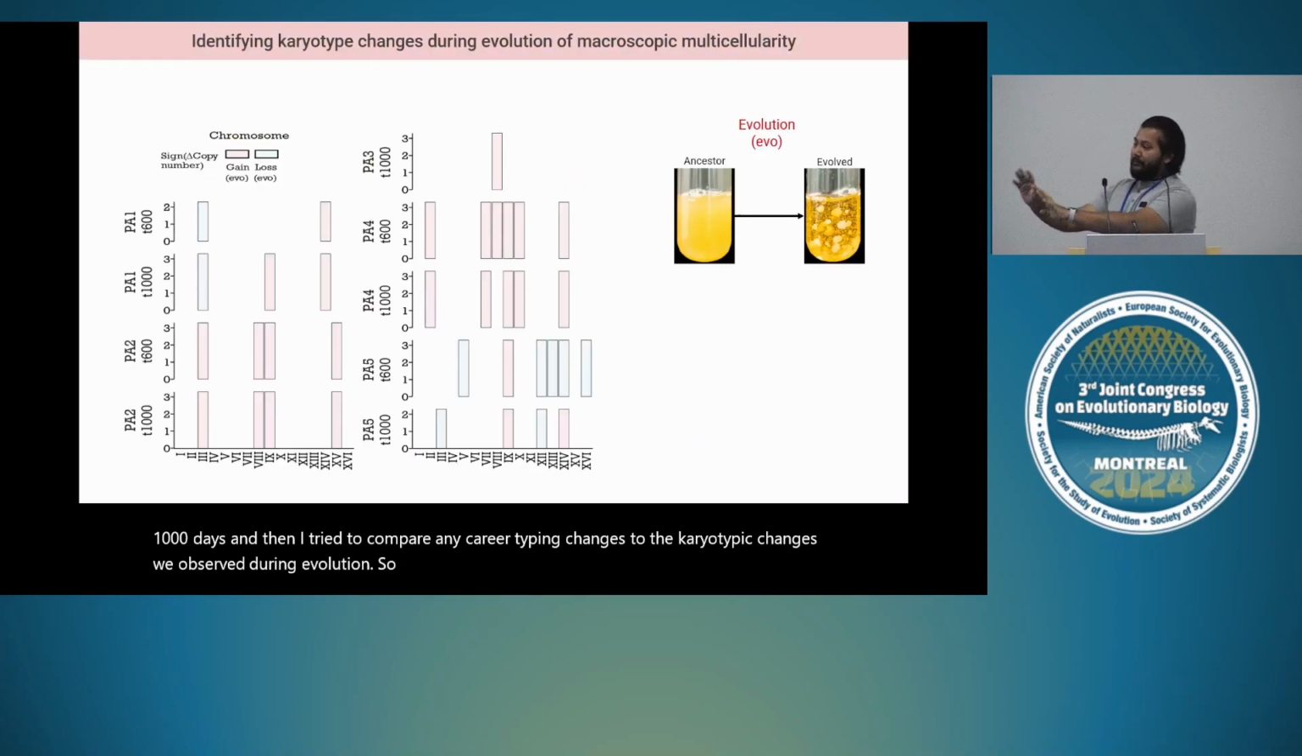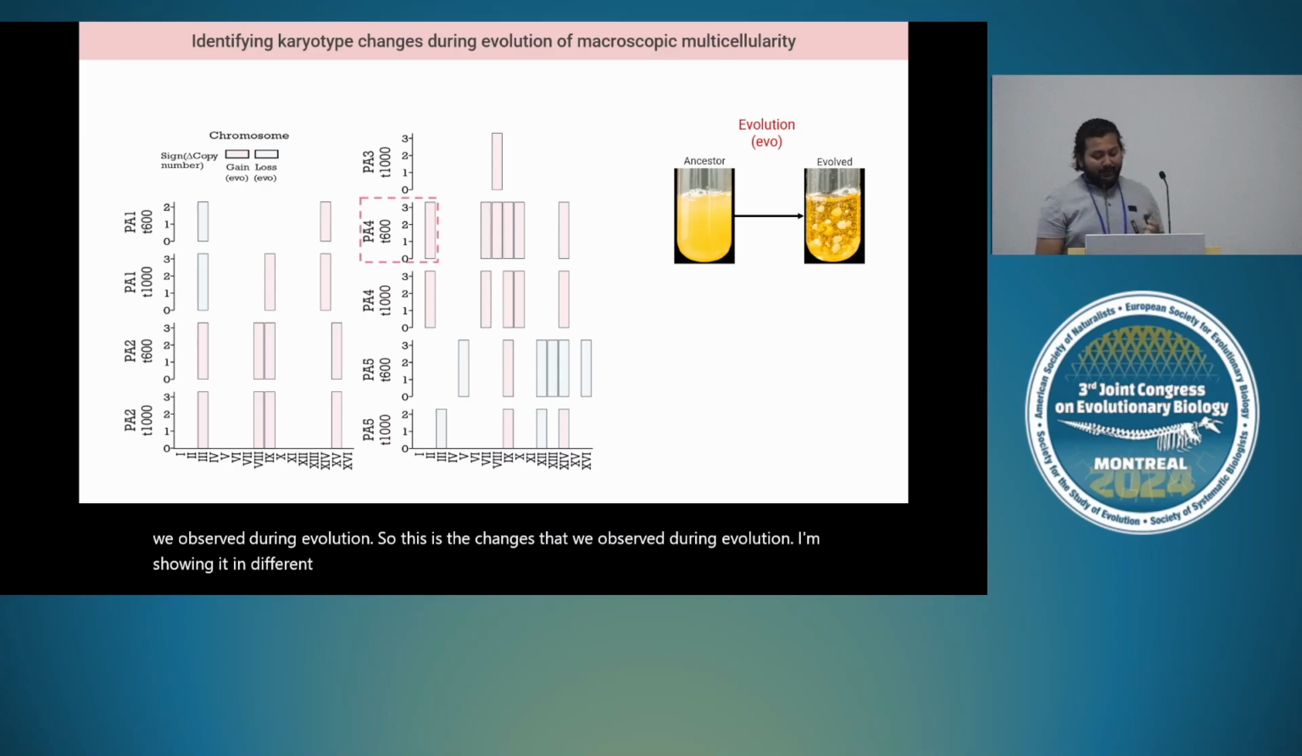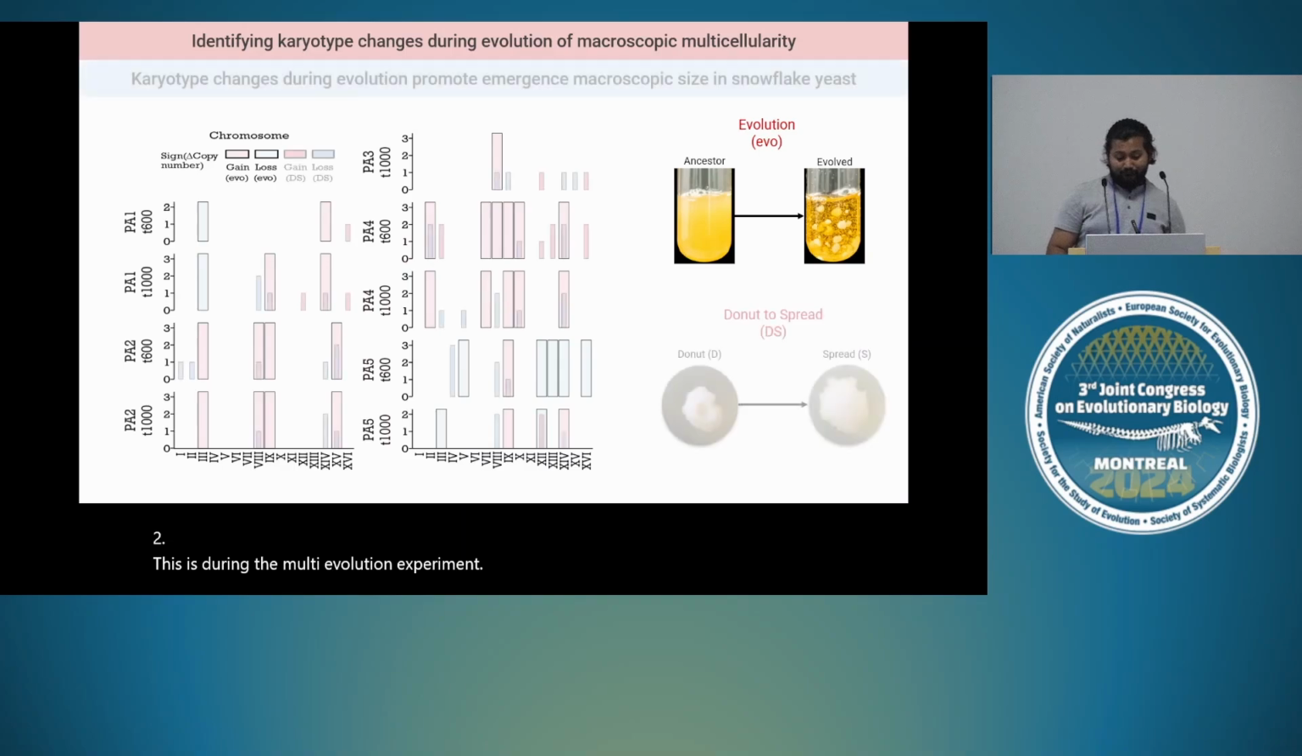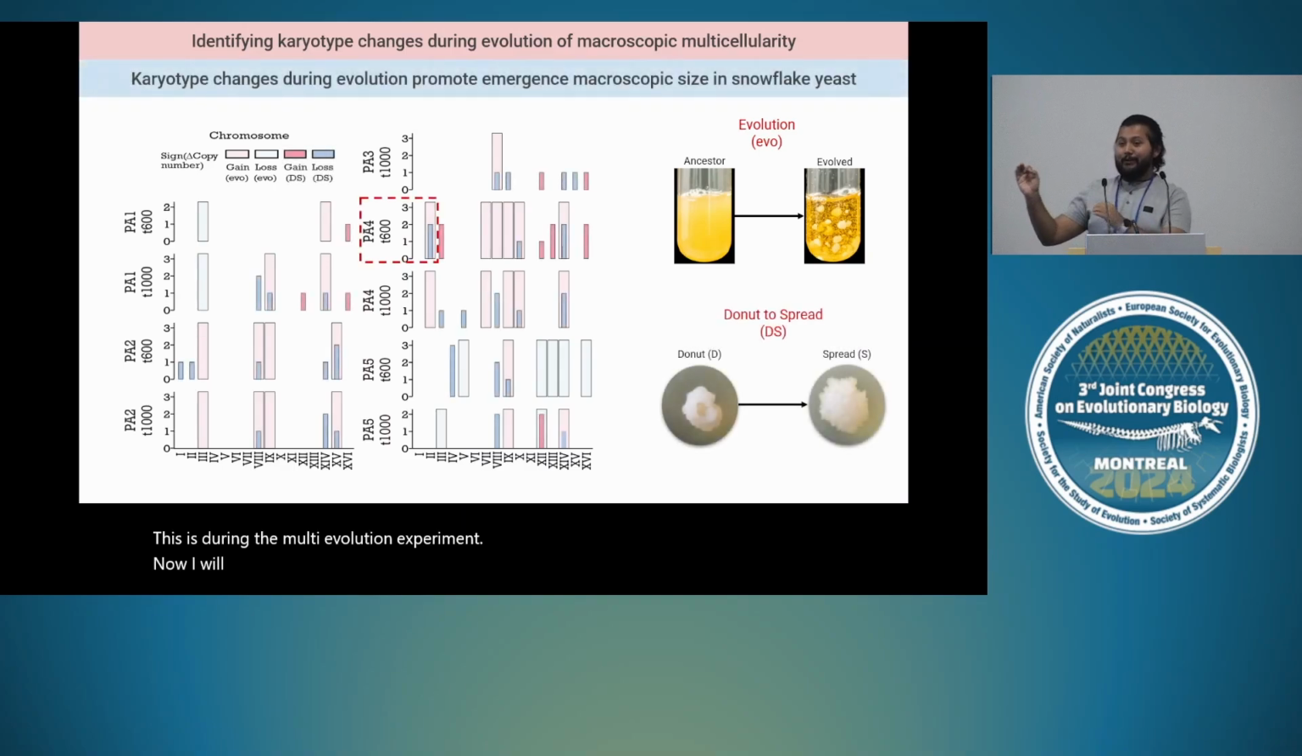So these are the karyotypic changes that we observed during evolution. I'm showing it in a different way. What I'm showing here is, for example, if we focus in the red box, the PA4T600 line, we see that during evolution, the day 600 lines have a gain in chromosome 2. This is during the multi-evolution experiment. Now, I will overlay what we observed during the transition from macroscopic, large size, to small size.